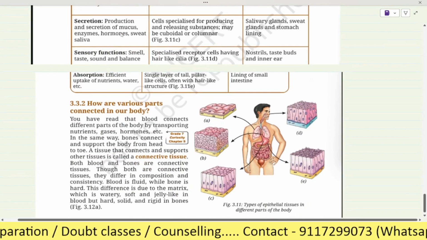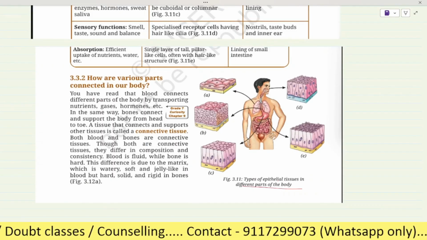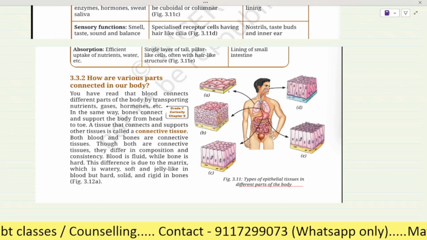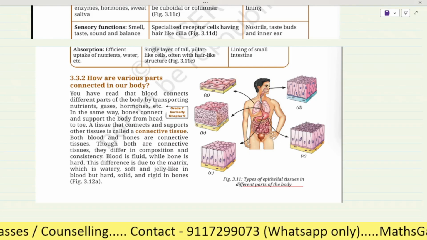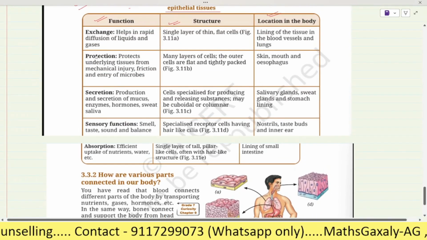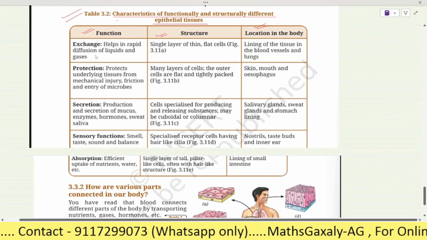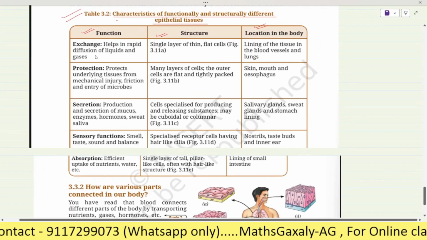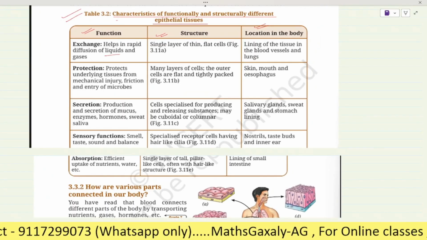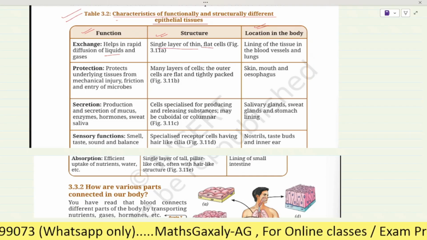Okay, so as you can see here, the types of epithelial tissues in different parts of the body. In this figure, it is also showing its position. So now let's understand each one by one. The first one is exchange. It is rapid diffusion of liquids and gases. The structure is a single layer of thin flat cells.